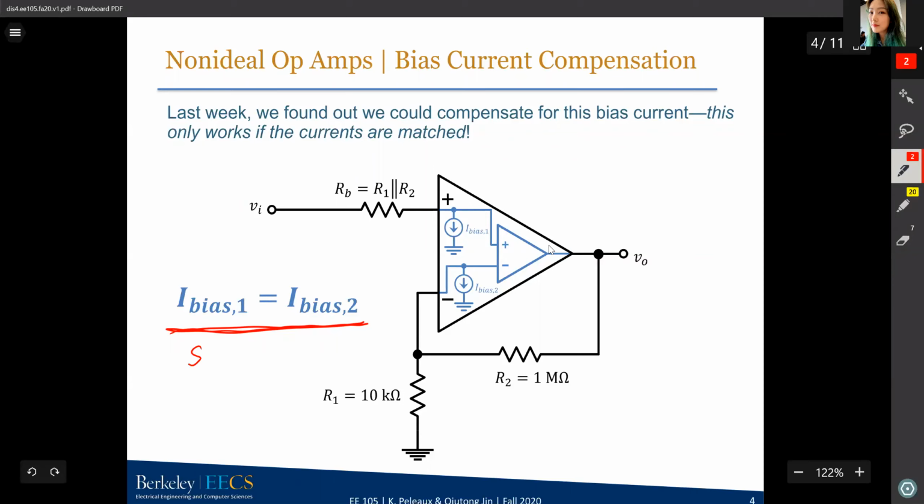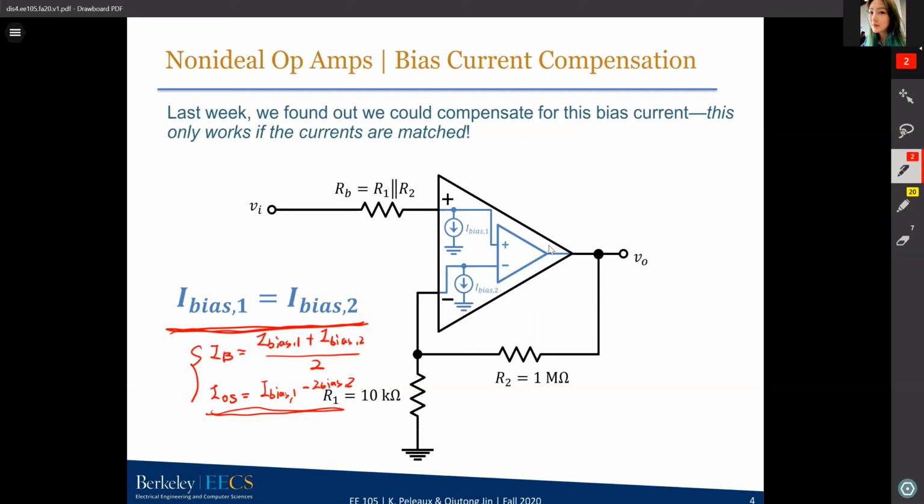First, I will define IB, which is a common mode current. Common mode current is just I bias 1 plus I bias 2 divided by 2. So this is a common mode bias current. And the offset current is just the difference between two bias currents. So it's I bias 1 minus I bias 2. So this is the definition of offset current.